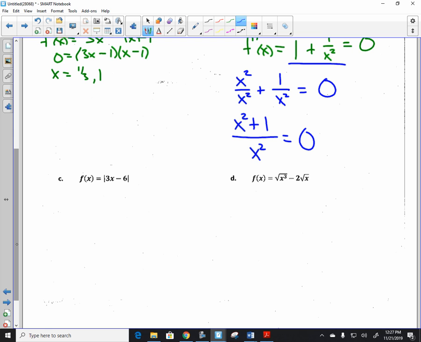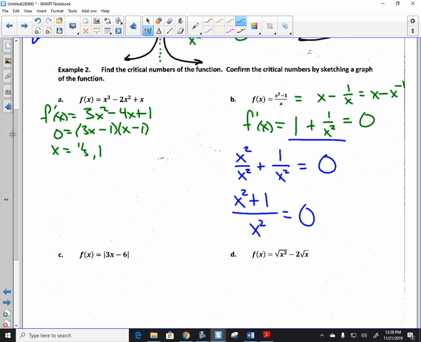Is the bottom ever equal to 0? At what value? At x equals 0. Is 0 part of the original domain? Could you plug 0 in at the beginning and get a value out? 0 is not part of the domain. So it's never equal to 0 on the top, and where it's equal to 0 on the bottom is not part of the original domain. So this has no critical values.